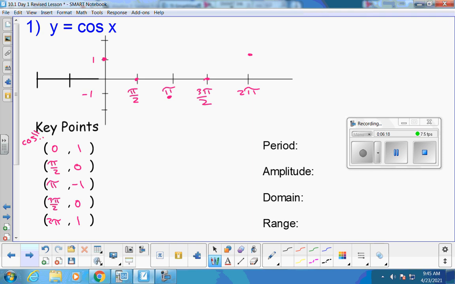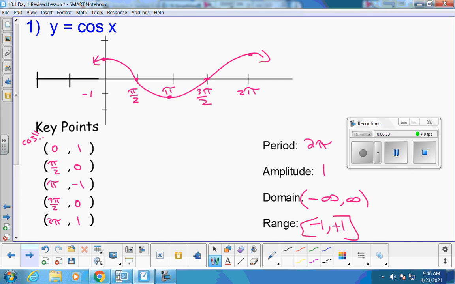So cosine is also a wave graph, but it starts at 1 and ends up back at 1. And it continues in either direction. So the period is still 2 pi, and the amplitude is still 1. The domain and range are still the same as well.